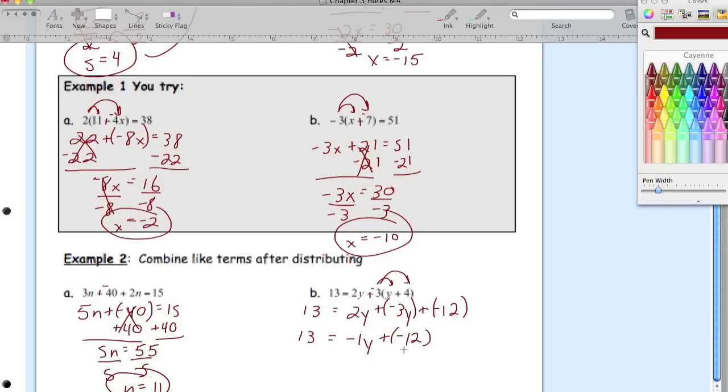And now it's a one-step problem. I'm going to add, or two-step. I'm going to add 12 to both sides to get rid of that negative 12. Negative 1y comes down, and I get 25. Divide by negative 1 to get y by itself. y equals 25.